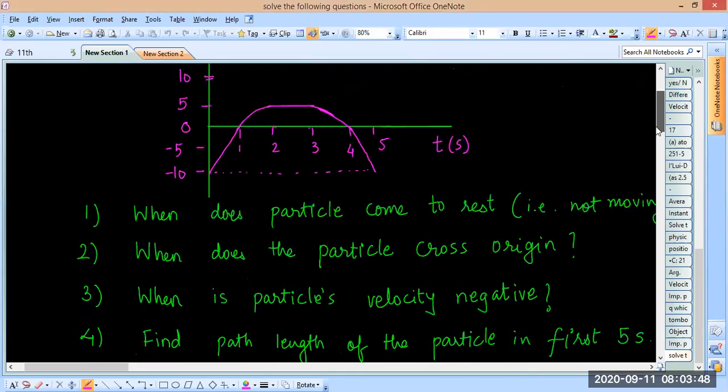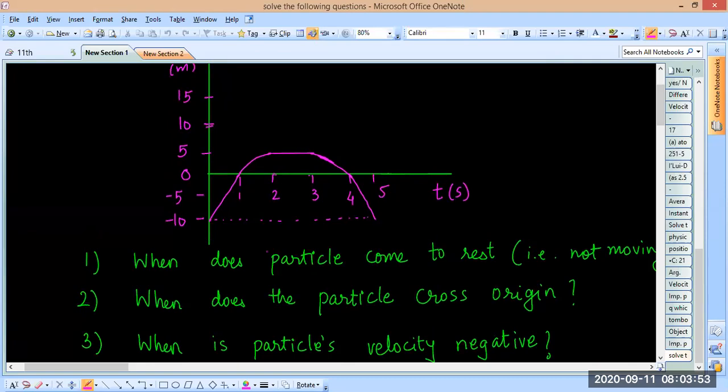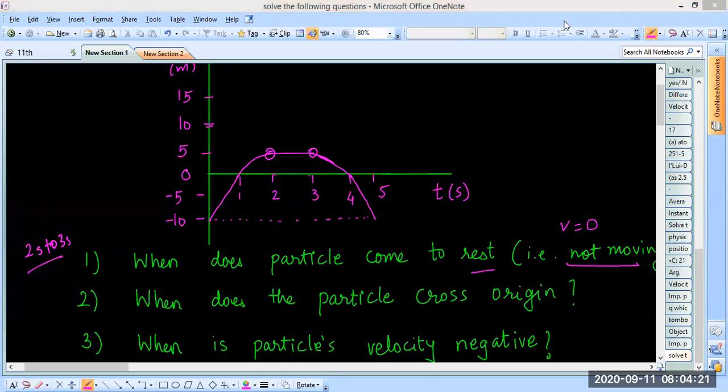The first one, when does the particle come to rest? The particle comes to rest when its velocity is zero, rest meaning not moving. That happens between 2 and 3 seconds, right? It is at rest between 2 to 3 seconds. So the answer to this question is it is at rest from 2 seconds to 3 seconds.